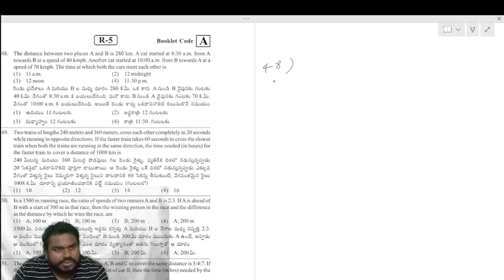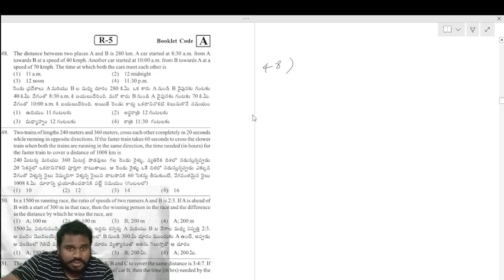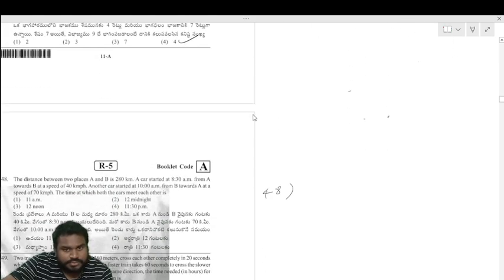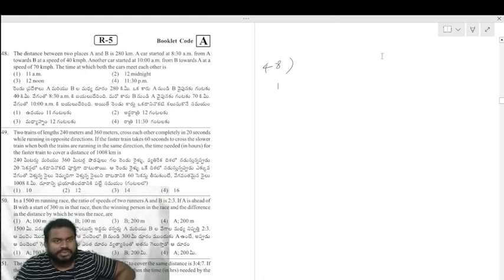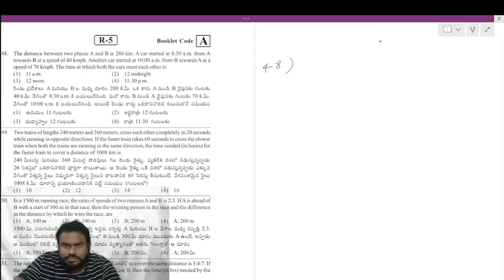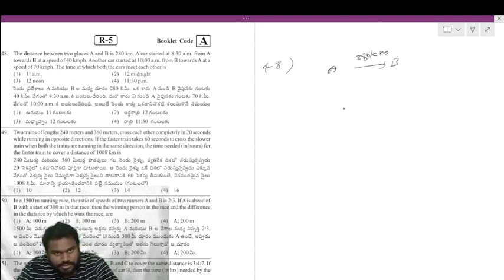The distance between two places A and B is 280 kilometers. I'll explain every question in detail to make you understand. You have to skip some steps in it while doing it in exam.